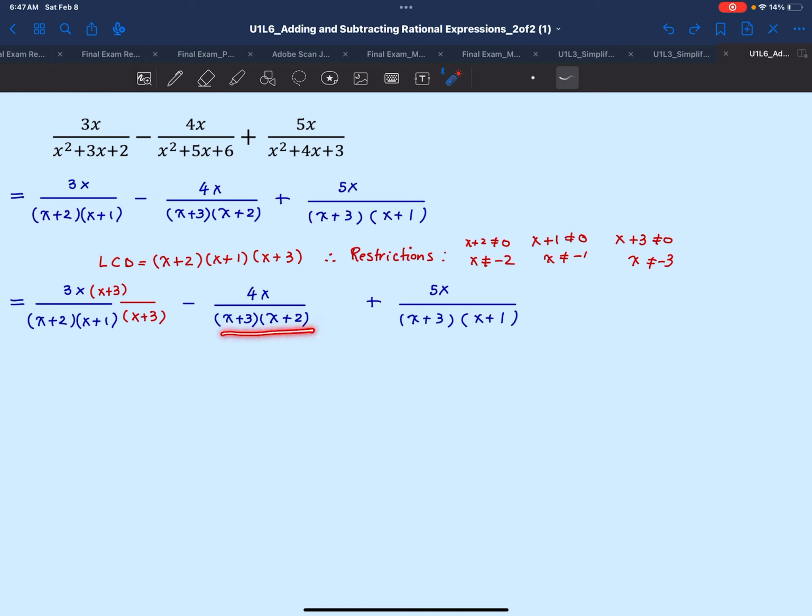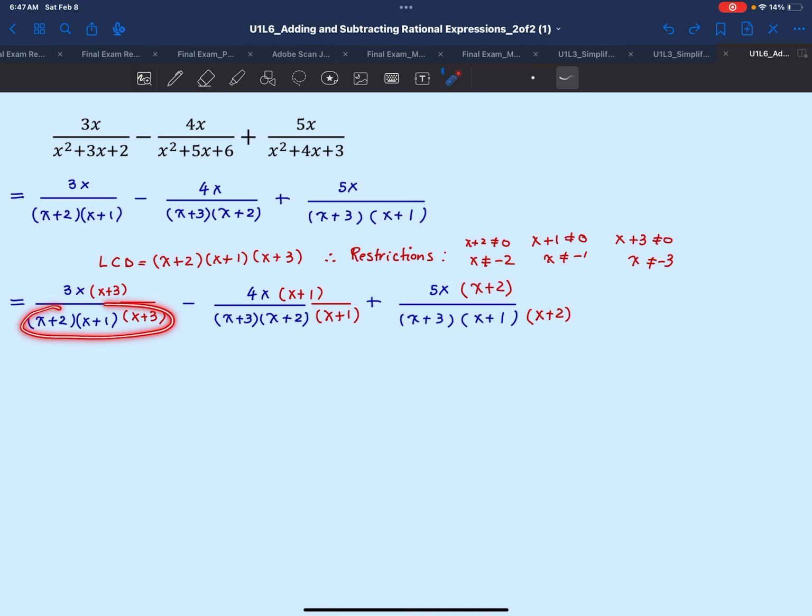In the next rational term, we have x plus 3 and x plus 2. So we have these two. We're missing x plus 1. So we multiply numerator and denominator by x plus 1. And lastly, we have x plus 3 and x plus 1 present in the denominator. We're going to need to bring in x plus 2. So we multiply both numerator and denominator by x plus 2.